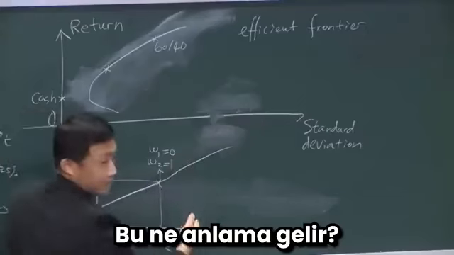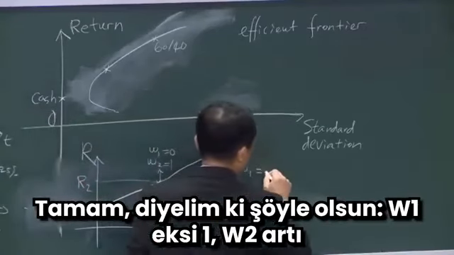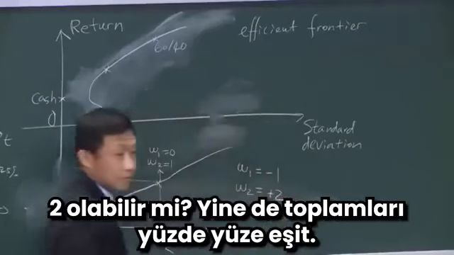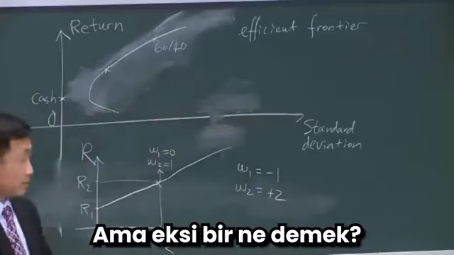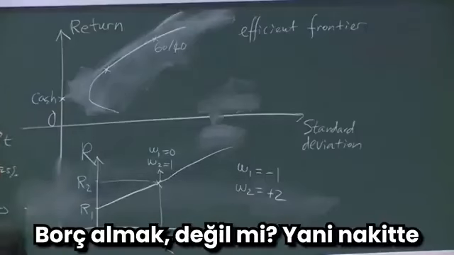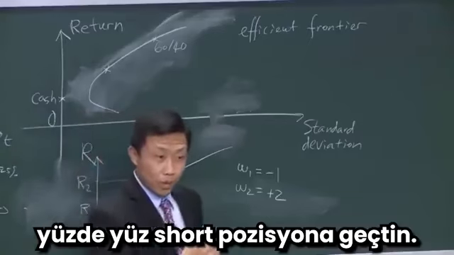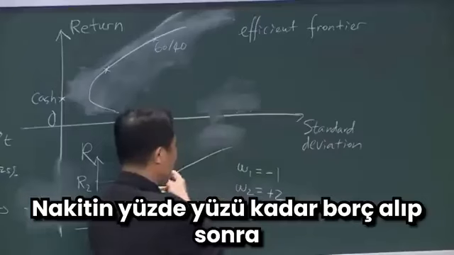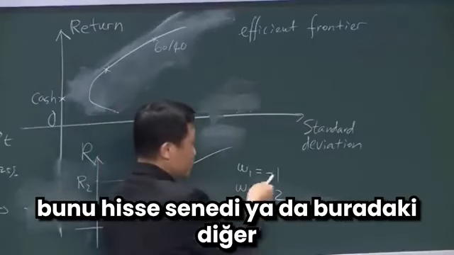But what if you go beyond that? What does that mean? So, let's say, can we have W1 equal to minus 1, W2 equal to plus 2? They still add up to 100%. But what's negative 1 mean? Borrow, right? You went short cash 100%. You borrow money, you borrowed 100% of cash, then put it into buying equity or whatever risky assets here. So you have plus 2, minus 1.